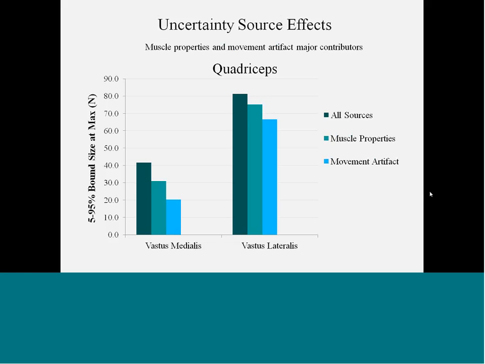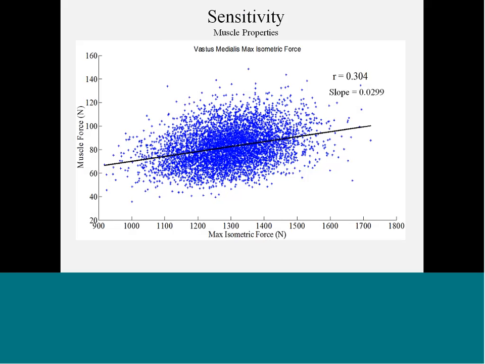So you can see that between those two, when we propagate movement artifact all the way through, it's a very large contributor to the bound size in those two muscle forces, along with the muscle properties. And then marker placement and body segment parameters had a relatively small effect. What you can also notice here is that these bars don't sum up essentially to that all-source condition. There are some complex interactions going on when you're considering those different sources of uncertainty, where they're canceling each other out and not necessarily summing up.